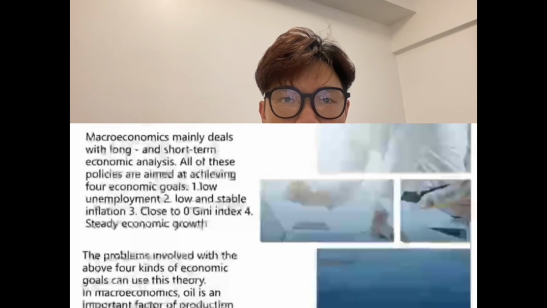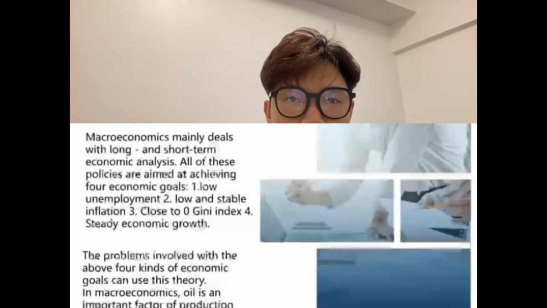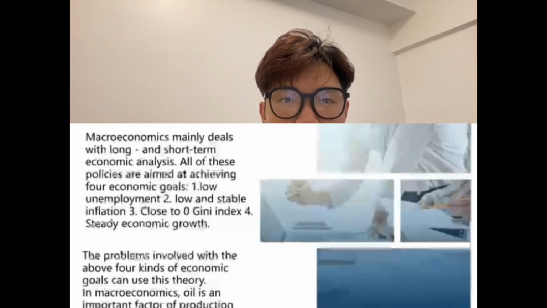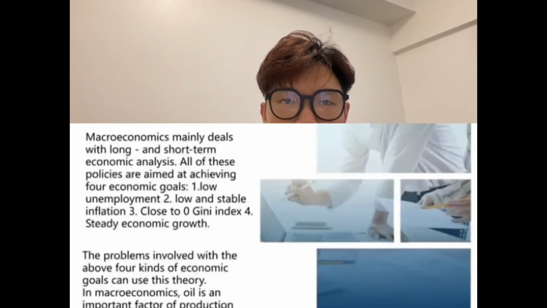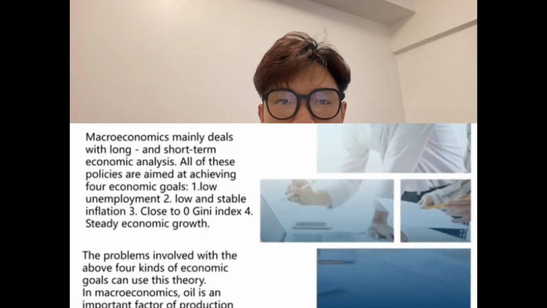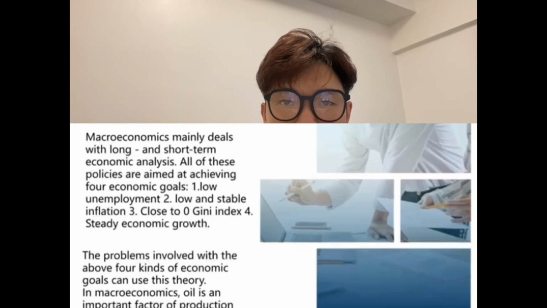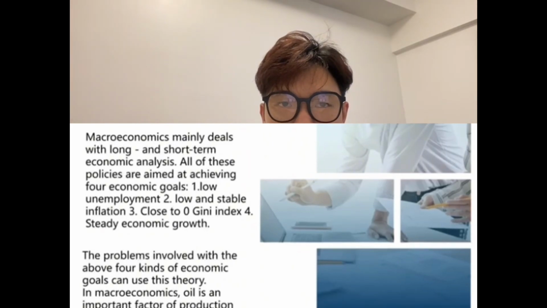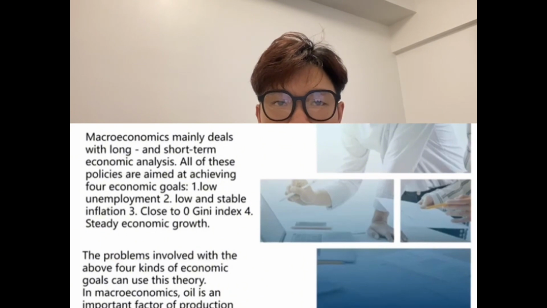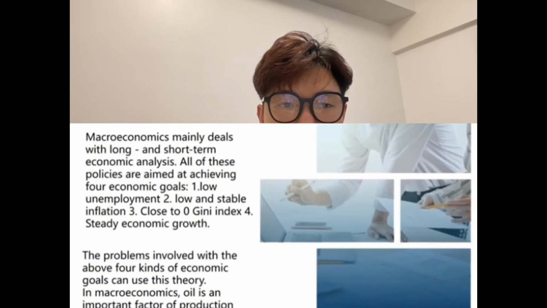Macroeconomics mainly deals with long and short-term economic analysis. All of these policies are aimed at achieving four economic goals. Number one, low unemployment. Number two, low and stable inflation. Number three, a Gini index close to zero. Number four, steady economic growth. The problems involved with the above four kinds of economic goals can use the scenario theory.